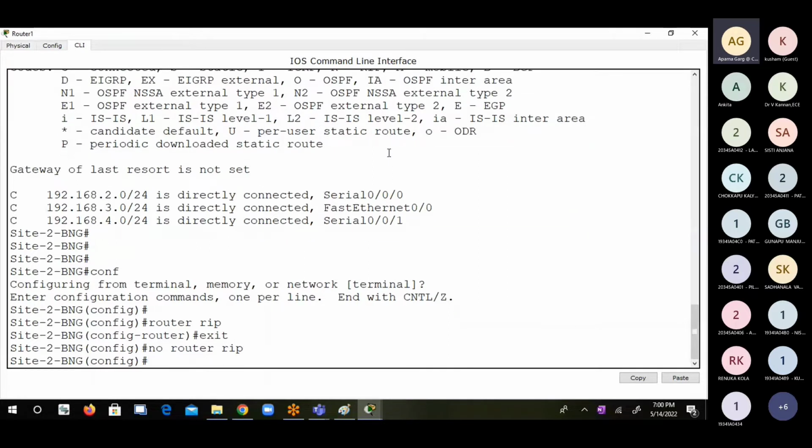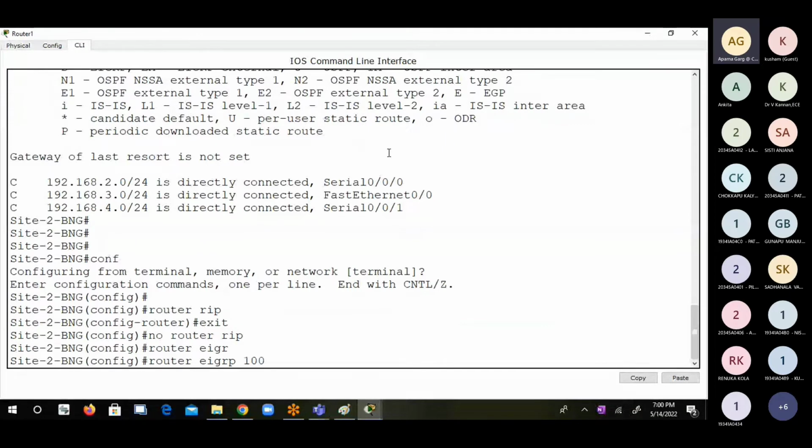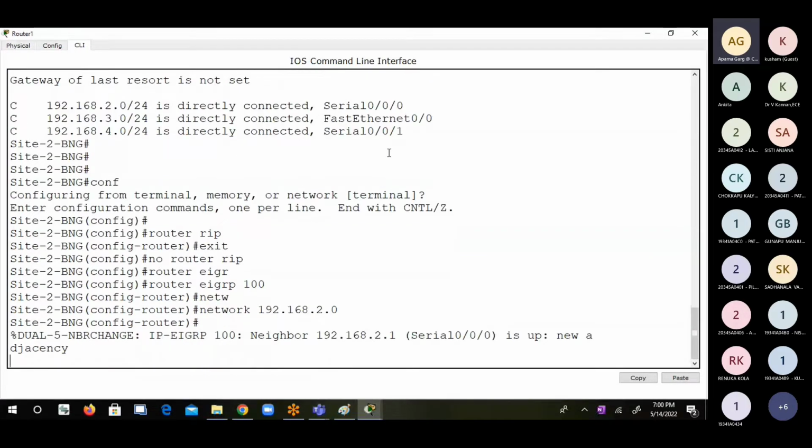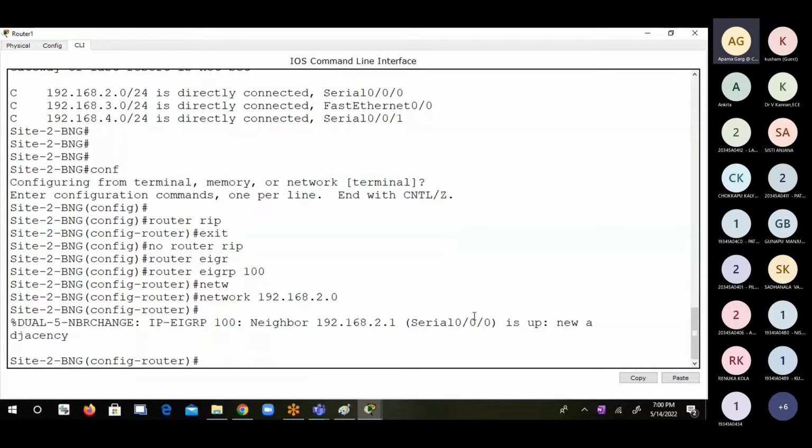Right. Router Eigrp and same AS number 100. Network 192.168.1.0. First of all, I'm going to make 2.0 and I will wait for the neighborship. See the neighborship. You see the DUAL adjacency is formed. Can you see DUAL neighbor has come up?